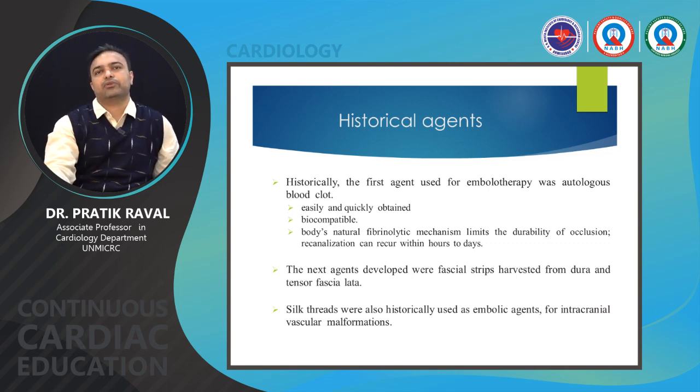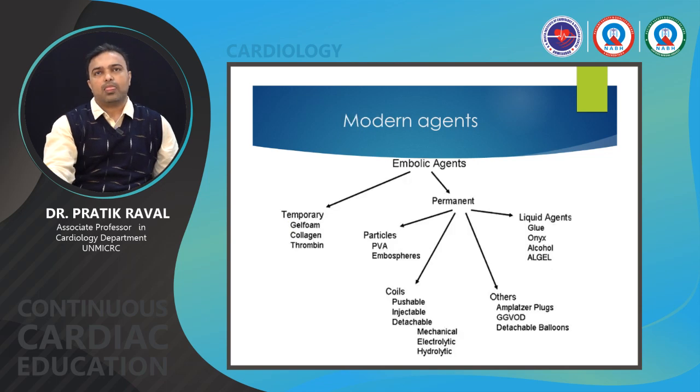The next agents that were developed were the fascial strips, which are derived from fascia lata, dura mater, etc., particularly for neurointervention. Silk threads have also been used historically. But modern embolic agents can be classified as either temporary agents or permanent agents. Temporary agents include gel foam, collagen, thrombin, and there are many permanent agents including particles, coils, liquid glues, and vascular plugs and other devices. We will briefly discuss them one by one.